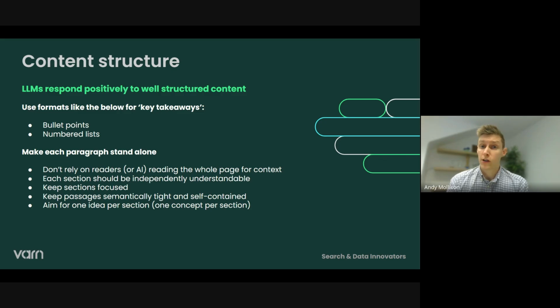And make each paragraph stand alone. So don't rely on the AI reading the whole page with context. Like I say, at this moment, some of them can't actually read the whole page without moving on. So summarize where you can. Make sure each section is independently understandable, like each paragraph or each heading is contained in that one area. And aim for one idea per section, really. So try to make it concise.